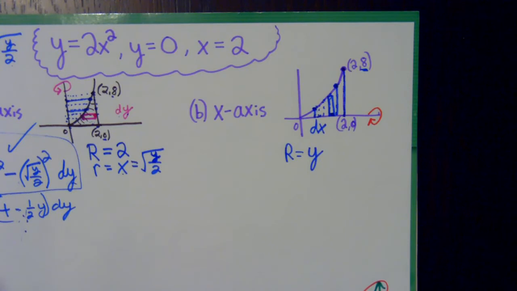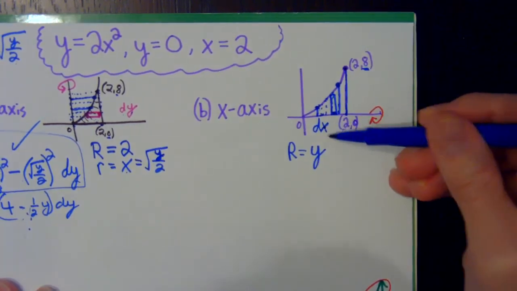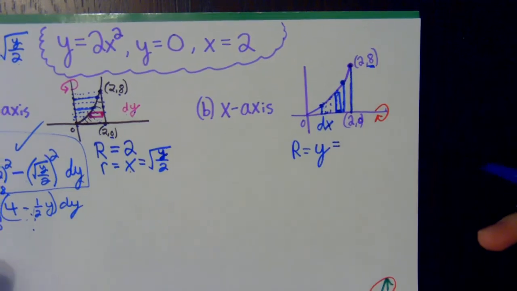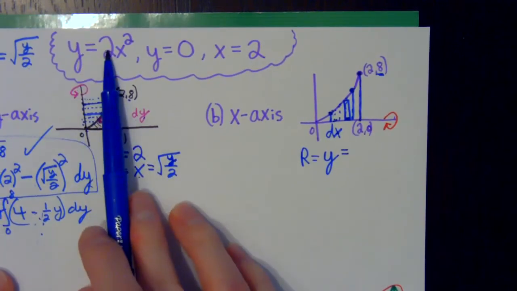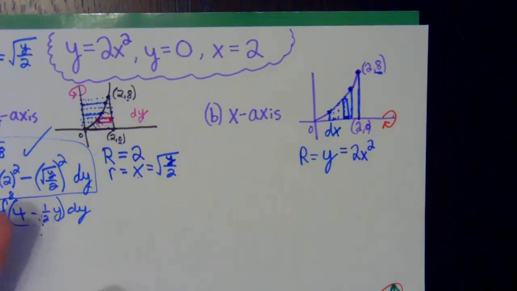If this is a dy problem, I get to use that single letter. But since this is a dx problem, I have to use the x version of what that y is equal to. So y is equivalent to 2x squared. So I need to switch that to 2x squared.